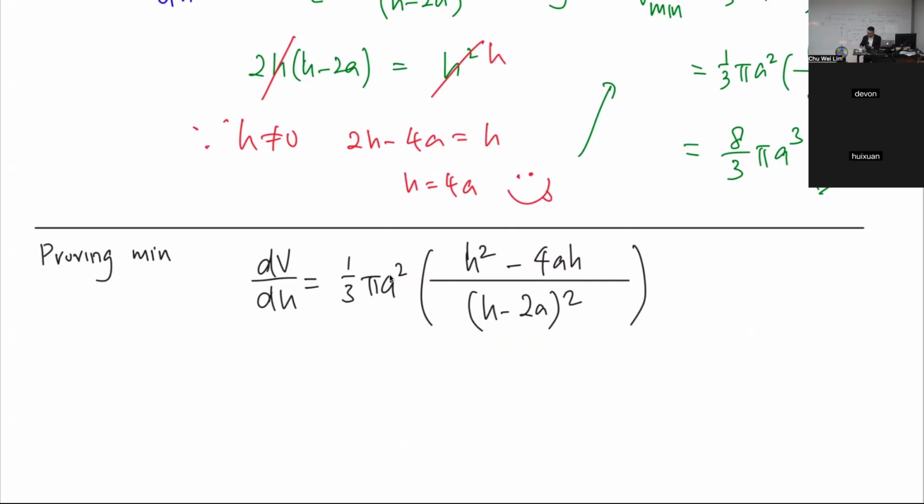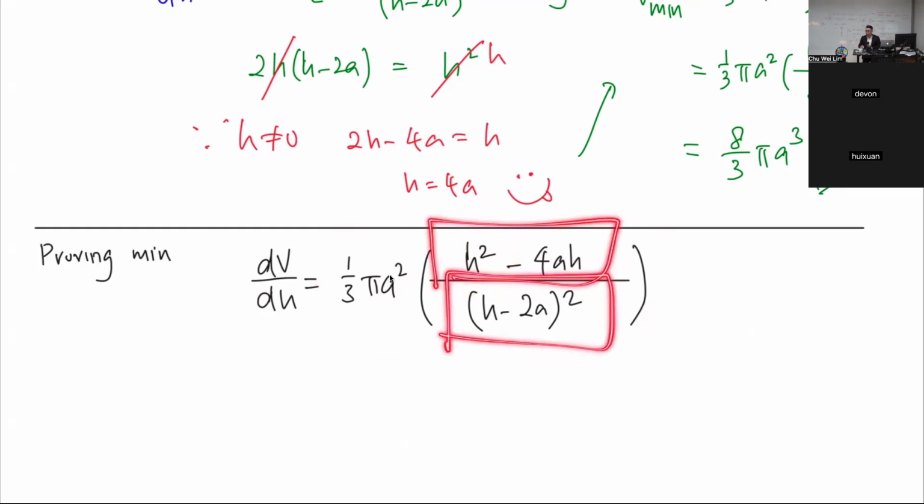You have to do part by part. Slightly more than 4A, you have to show that this part is positive, then this part is positive, then the whole thing will be positive. Then when it is slightly less than 4A, what will happen to this expression?